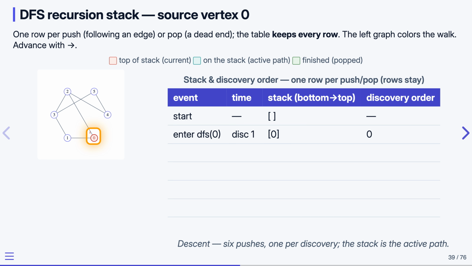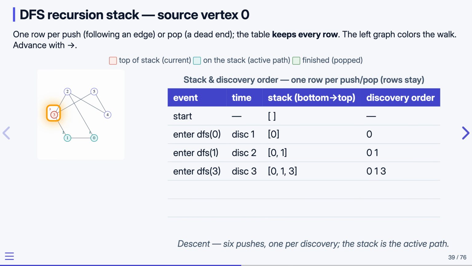We enter the DFS visit for vertex 0. It goes on the stack and turns red. Vertex 0 gets discovery time 1. The visit order starts with 0. 0's first unvisited neighbor is 1, so we call the visit for 1. A second frame pushes on. 1 gets discovery time 2, and now 1 is the top of the stack.